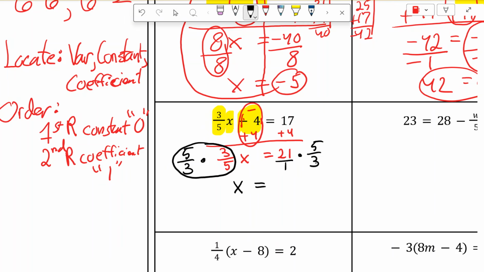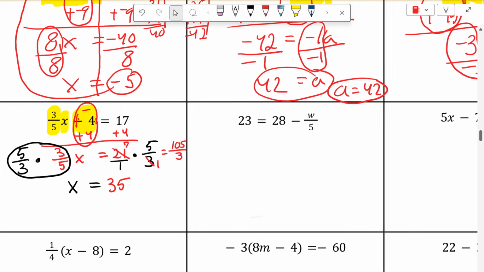And if you know how to cross reduce, that is awesome. I will use that. 3 goes into both of these numbers. 3 goes into here once. 3 goes into here 7 times. And now 7 times 5 is 35. If you don't know how to cross reduce, you'll go 21 times 5 is 105. And 1 times 3 is 3. And you'll do 105 divided by 3. And you'll get 35. So either way would work. Let's move on to the next one.